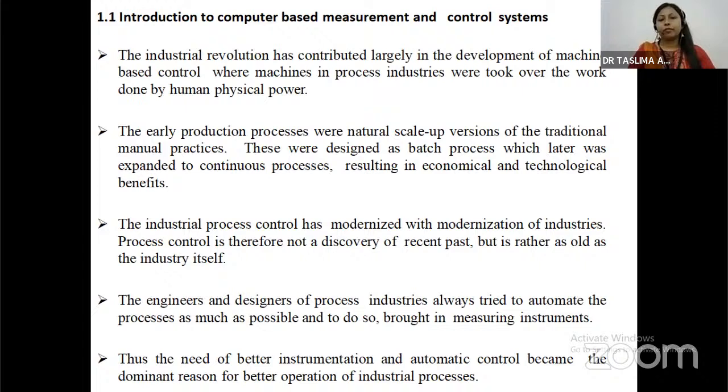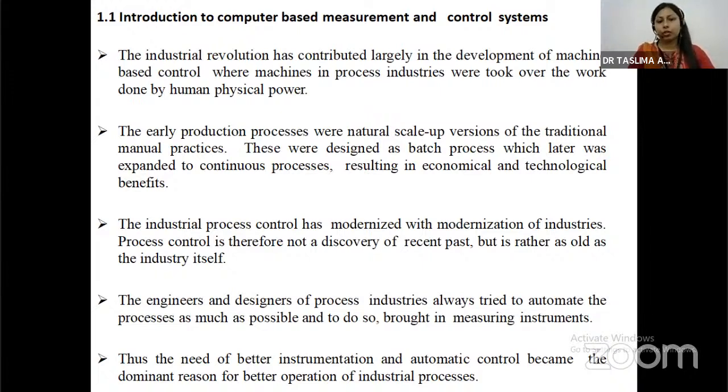The Industrial Revolution has contributed largely to the development of machine-based control, where machines in process industries took over the work done by human physical power. The early production processes were natural scale versions of traditional manual practices. Industrial process control has modernized with different modern industries.